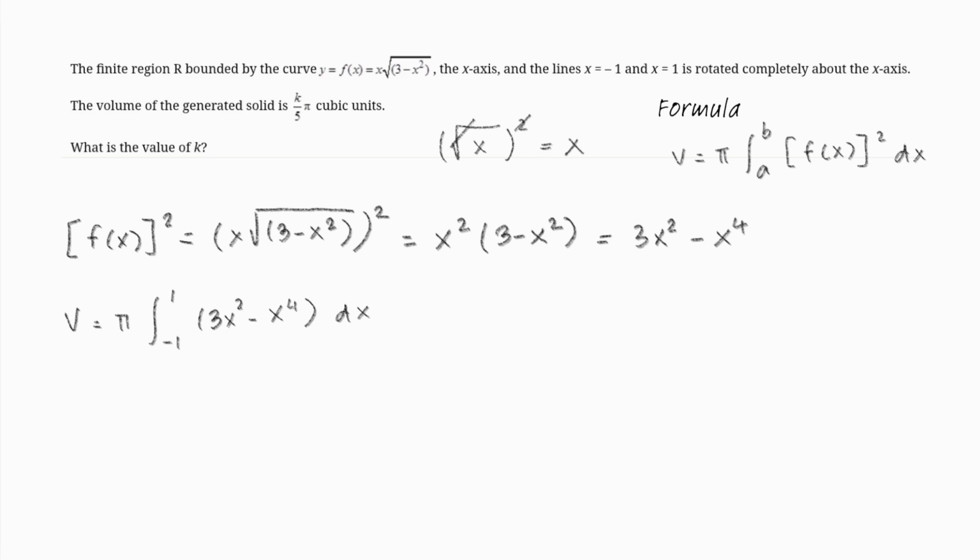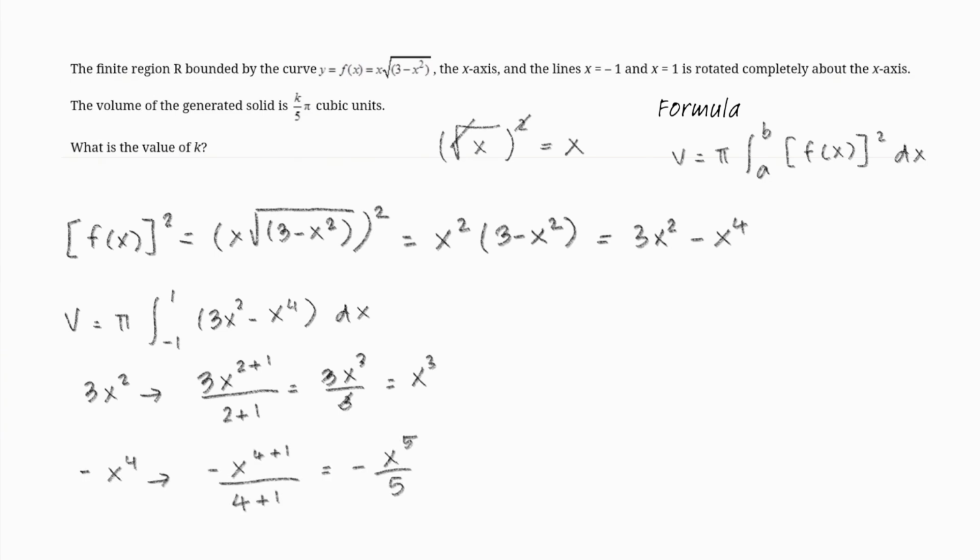For the first term, 3x squared will become x cubed. And for the second term, negative x to the fourth power will become negative x to the fifth power over 5. So, our new function after integration is V equals pi times x cubed minus x to the fifth power over 5. See? No more scary roots, just basic power rules.